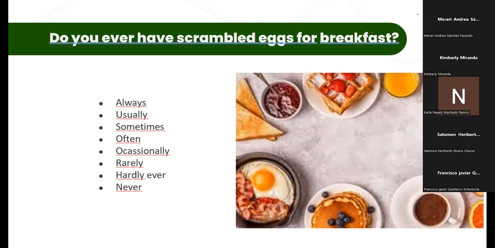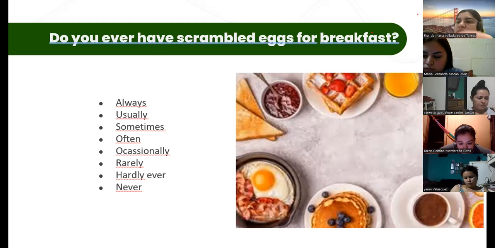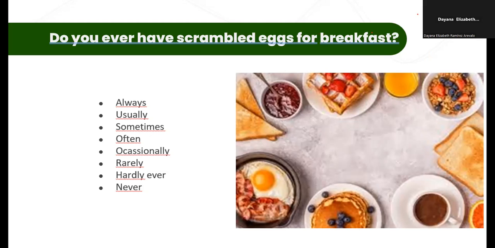¿Y los demás? Vamos a ver. I rarely have scrambled eggs for breakfast. Okay. ¿Y cuántas veces son rarely? Rarely, raramente. 10%. ¿Y huevos estrellados, cómo se dice? Star eggs. Me gusta más que revuelto. Ah, okay.